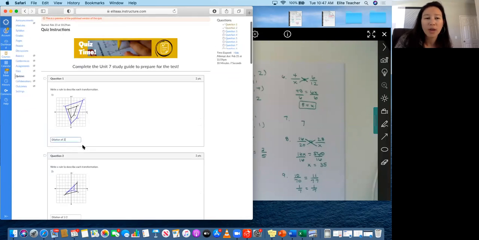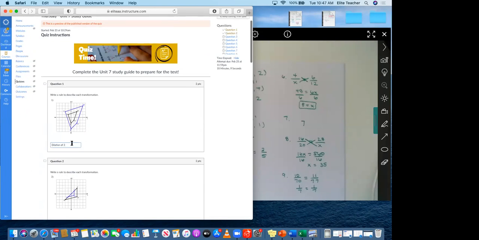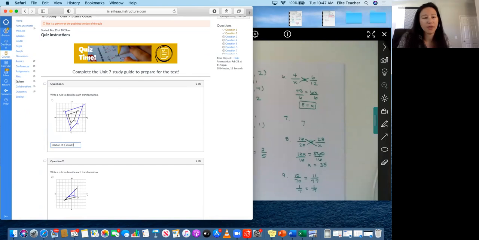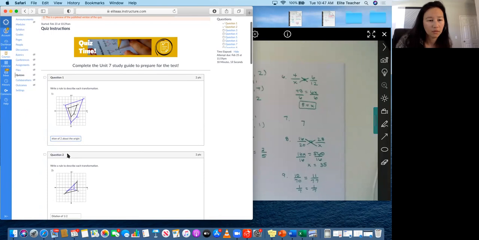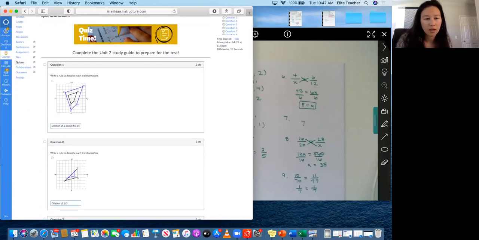Okay, so you guys want to go through it again then? So dilation of 2 about the origin. I'm going to see if I can go in and fix this to be multiple choice.